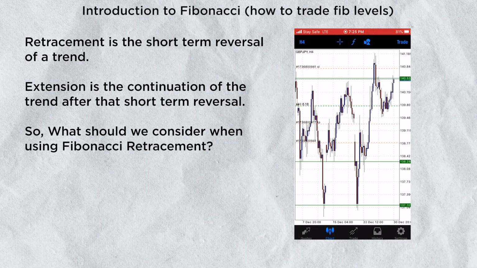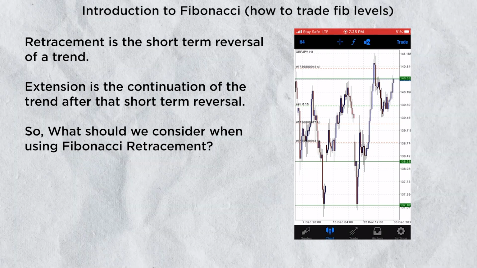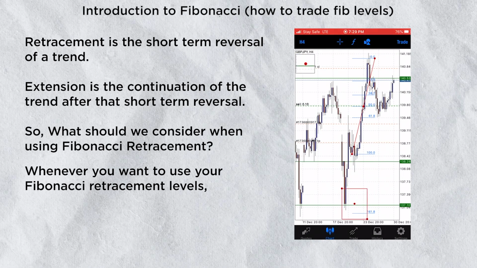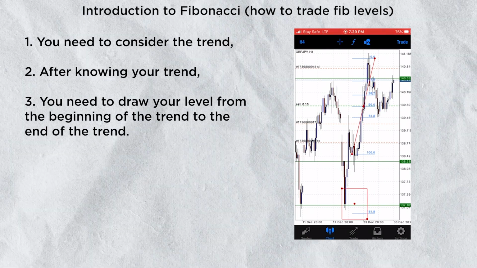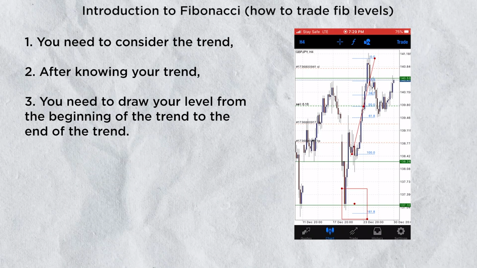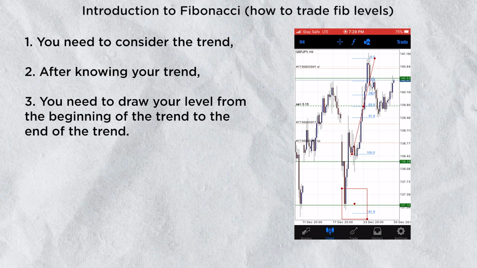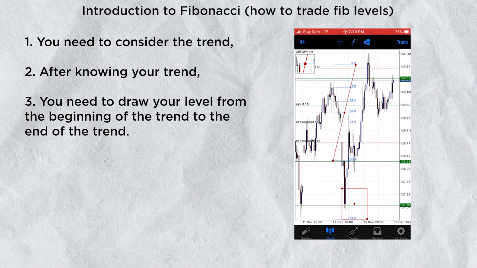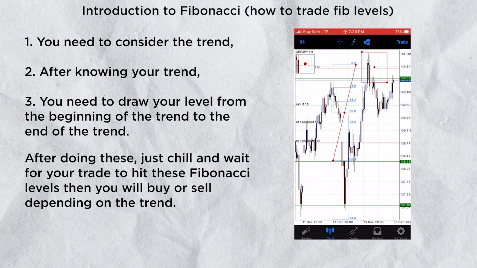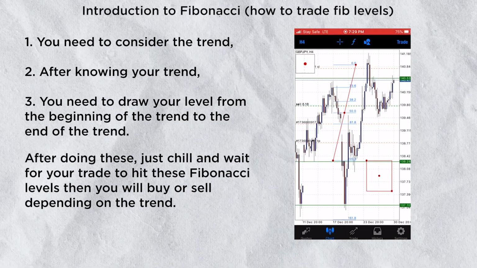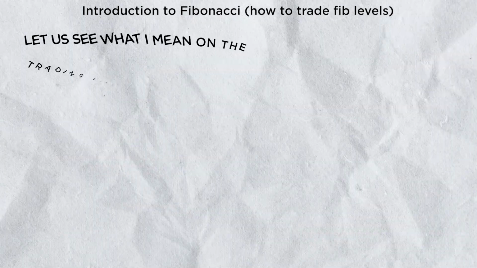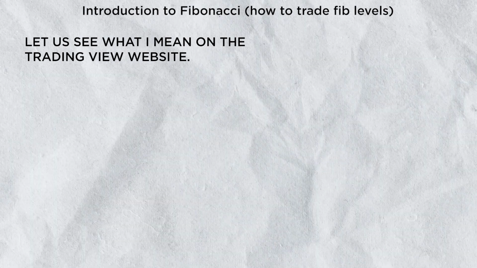So, what should we consider when using Fibonacci retracement? Whenever you want to use your Fibonacci retracement levels, 1. You need to consider the trend. 2. After knowing your trend, you need to draw your level from the beginning of the trend to the end of the trend. 3. After doing these, just chill and wait for your trade to hit these Fibonacci levels. Then you will buy or sell, depending on the trend. Let us see what I mean on the TradingView website.